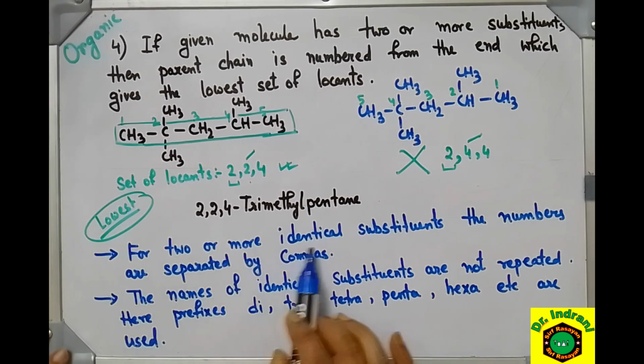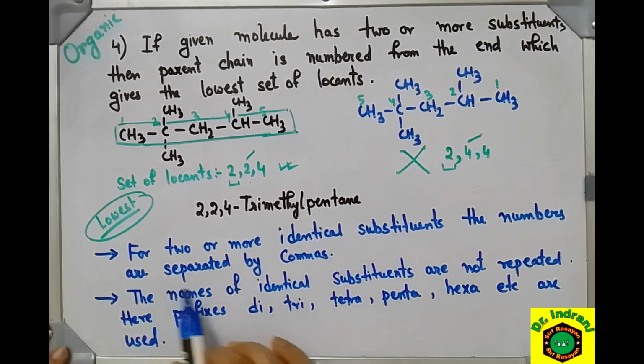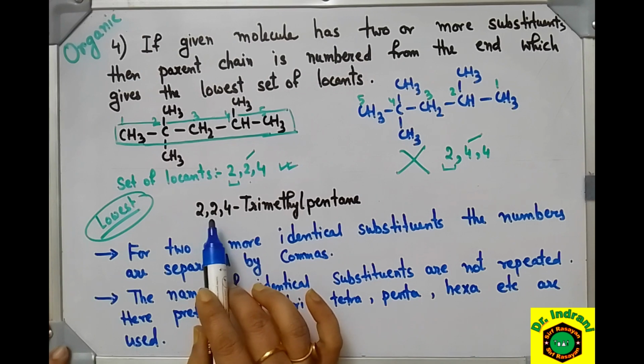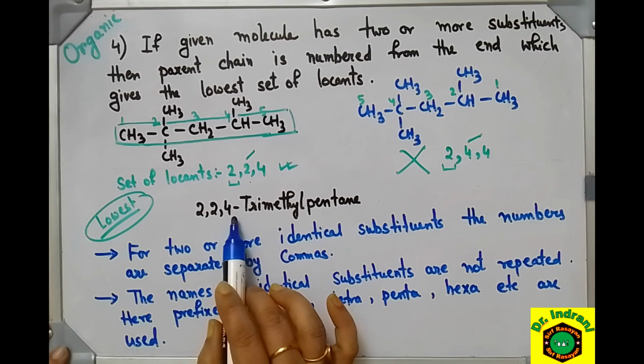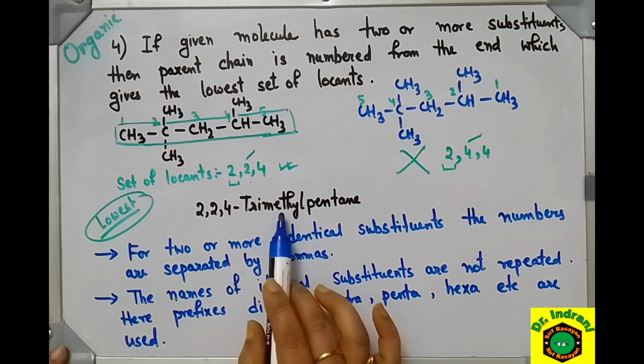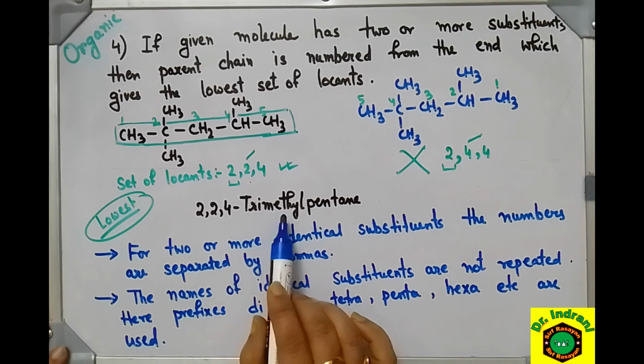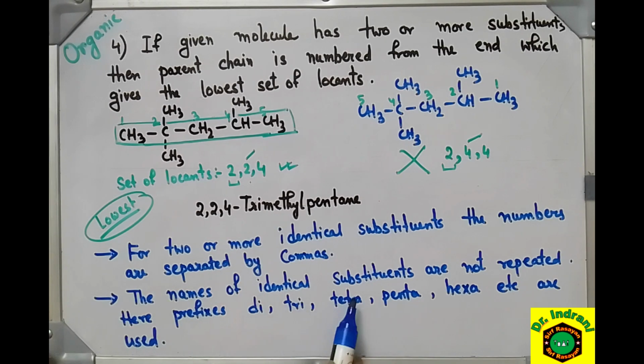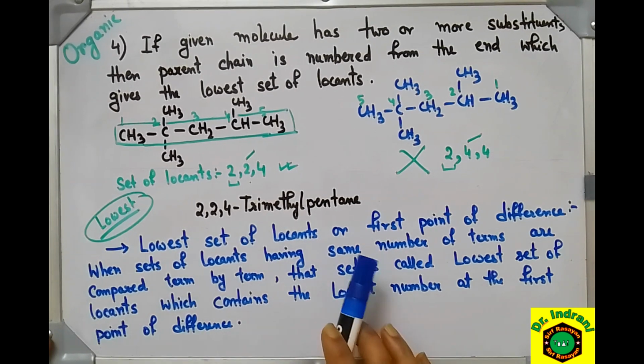Please note, for 2 or more identical substituents, the numbers are separated by commas as I did here, and the names of identical substituents are not repeated. Means here at position 2, 2 methyl groups are there, at position 4 another methyl group is there. So here 3 times we are not writing methyl. In place of 3 methyl groups we are writing trimethyl. So the names of identical substituents are not repeated. Here prefix is di for 2, tri for 3, tetra for 4, penta for 5, hexa for 6, etc. are used. This part I already explained, but you note down.